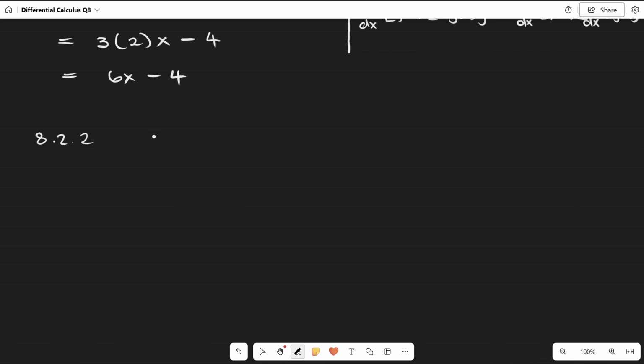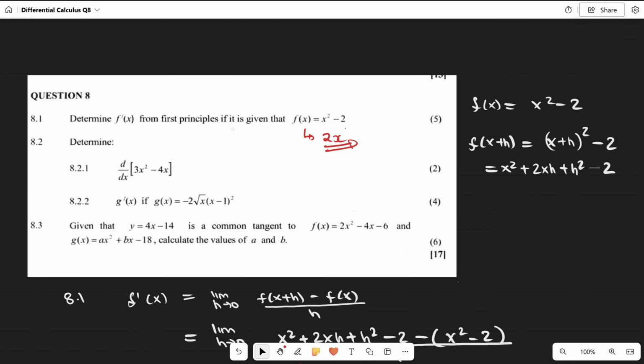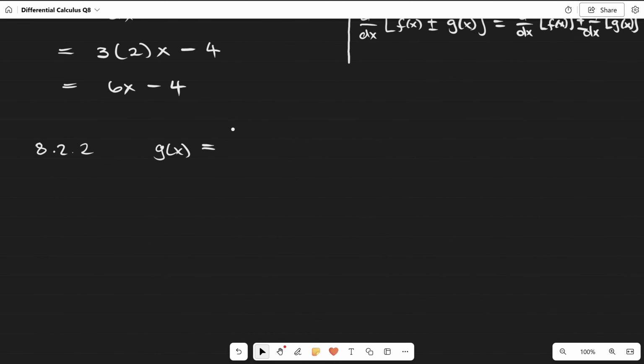So the derivative of g of x, if g of x is equal to, they said it is equal to negative 2 root x multiplied by x minus 1 squared. We can't find the derivative of this just like this. We need to try to simplify it, right?